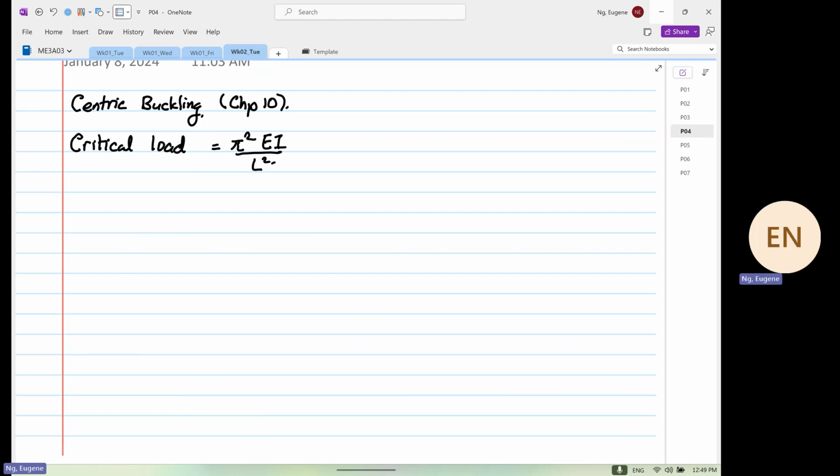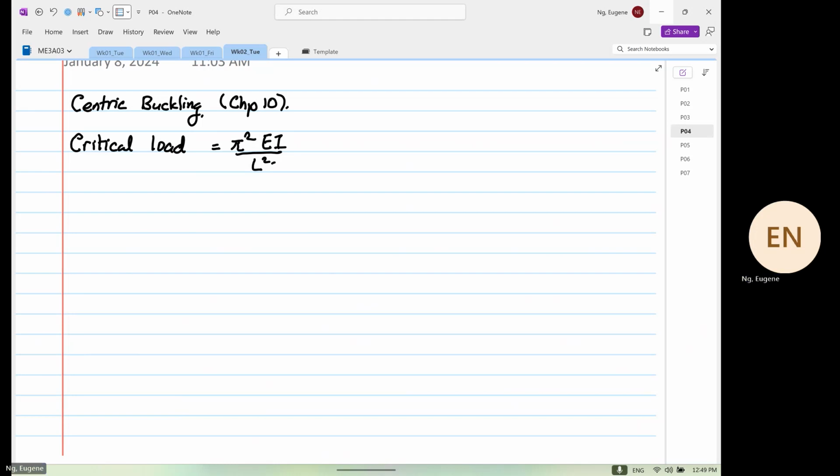Length is the same. Material is the same. Cross-sectional area change. Did the area change? Area is still the same. But what changed? The second moment of area changed. So for this case, the second moment of area, is it bigger or smaller than what we have just folded?